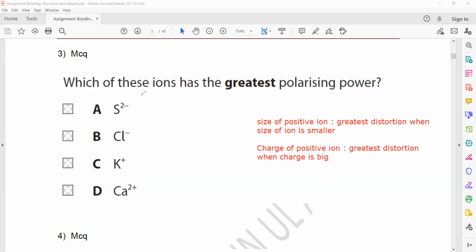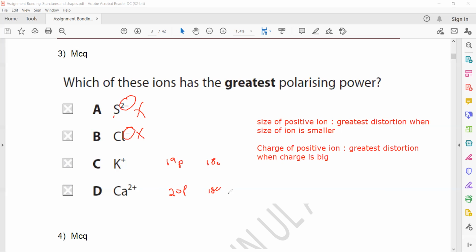So A and B cannot be the answer. Why? Because these are negative charges. Negative ions are not able to polarize, as they repel the electrons. So either potassium or calcium can be the answer. When we check potassium ion, it has 19 protons attracting 18 electrons. And here 20 protons are attracting 18 electrons.